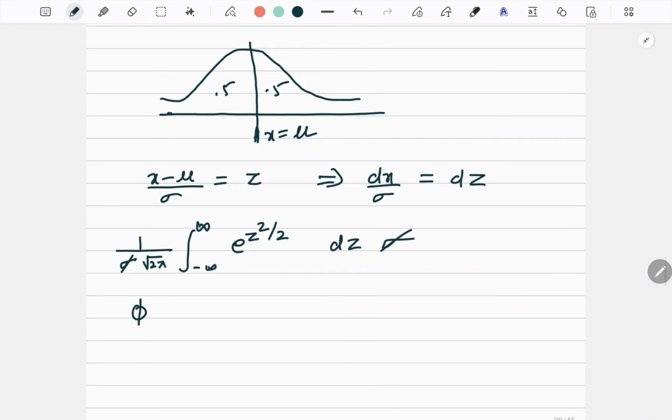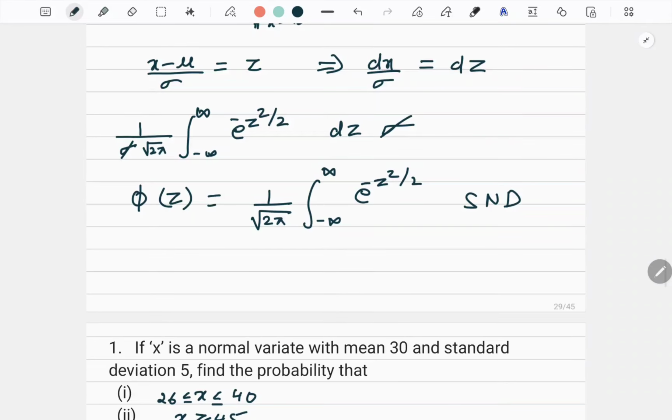So I get a new function phi(z), and this phi(z) is 1 upon root 2 pi, integral from minus infinity to infinity of e to the power minus z square by 2. Now, this is called the standard normal distribution, and it is also represented by a bell-shaped curve which is symmetric about this line. This is obtained by taking this substitution.